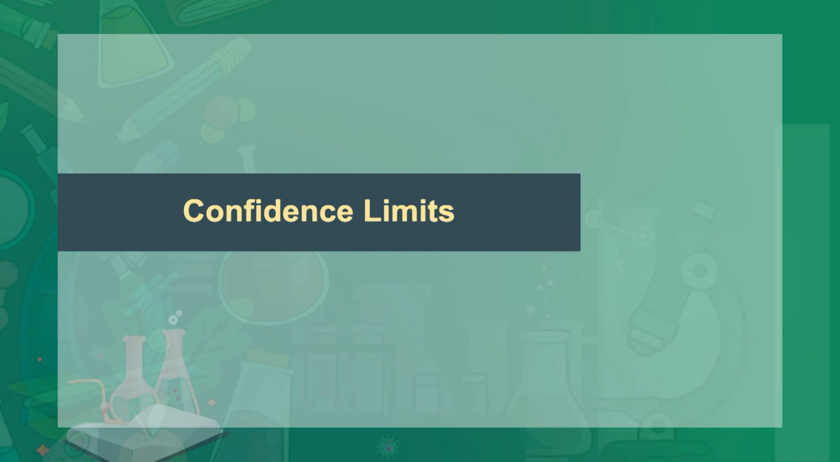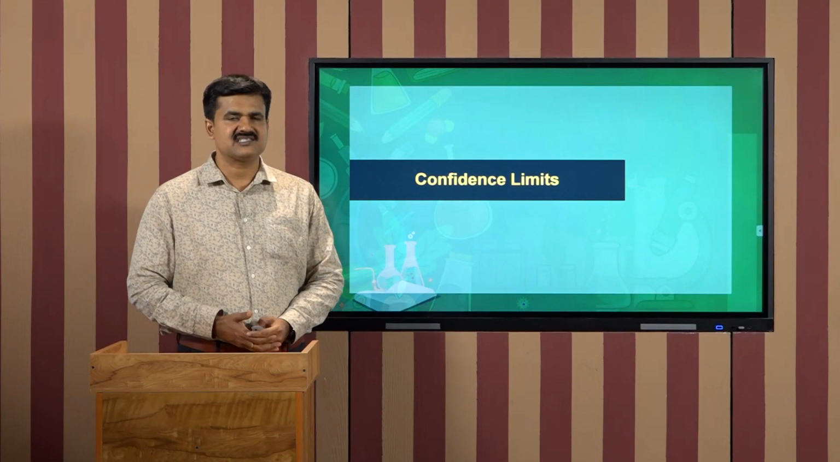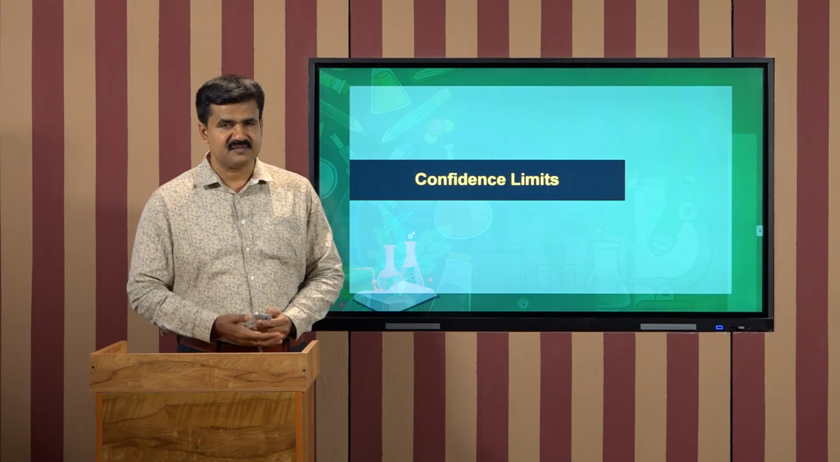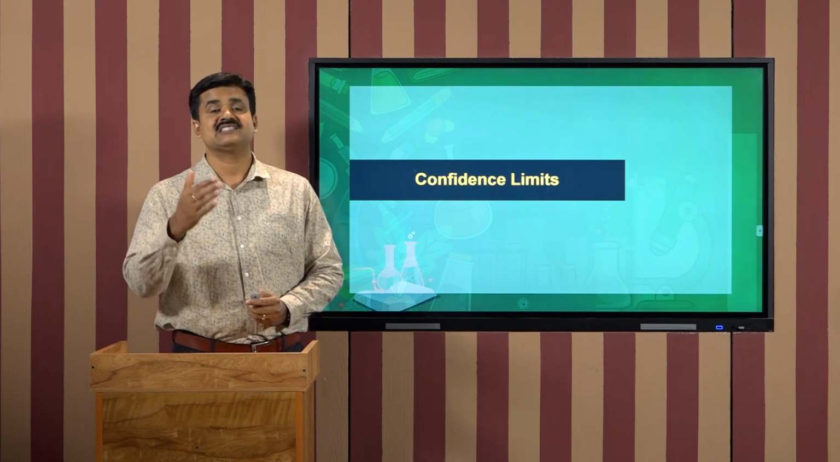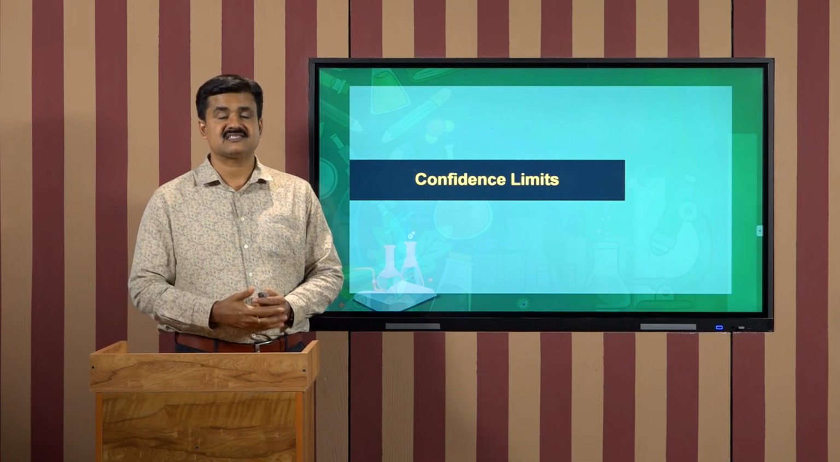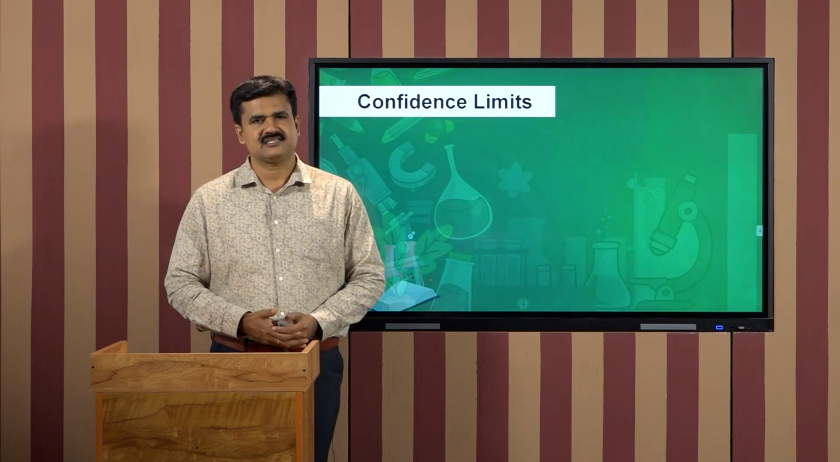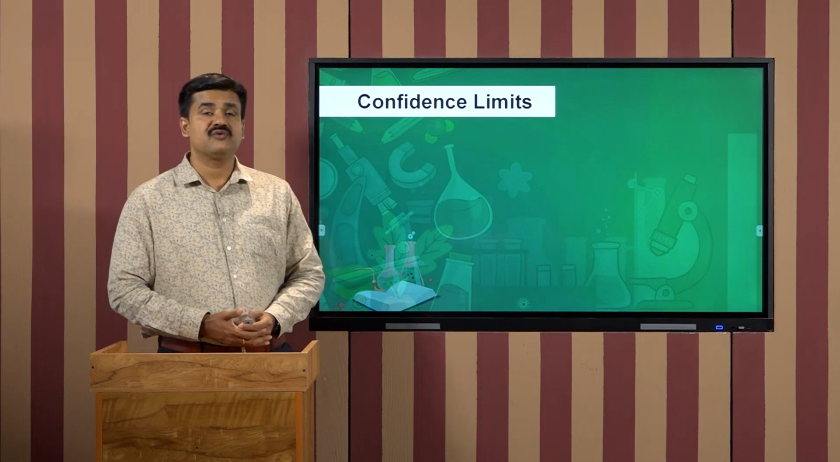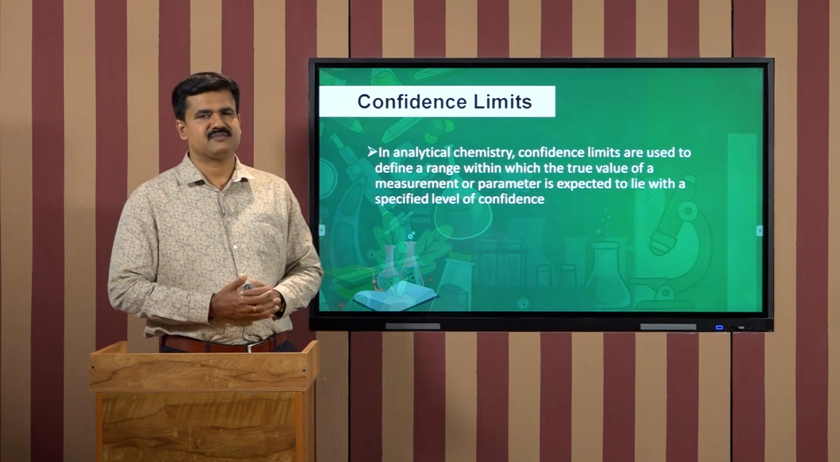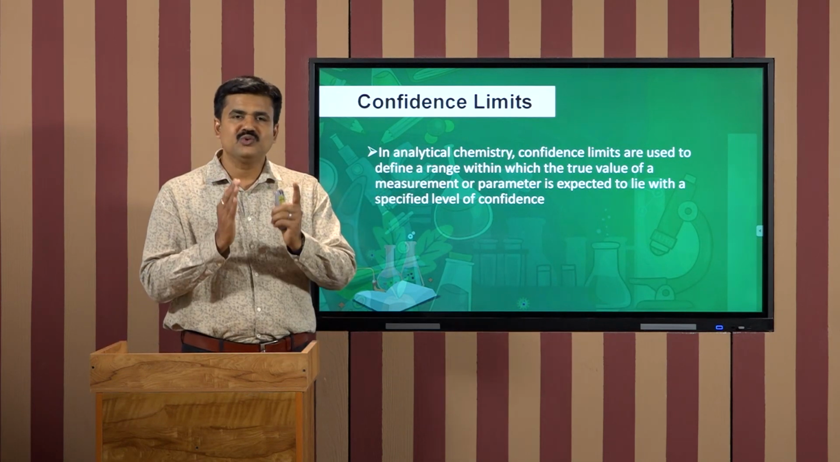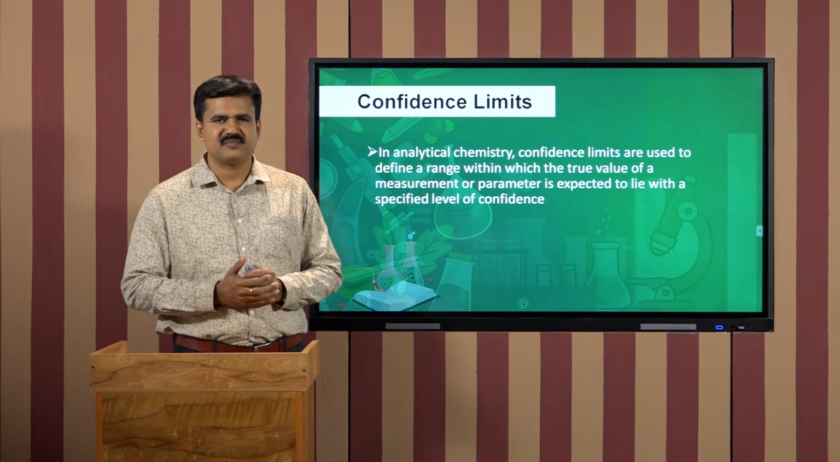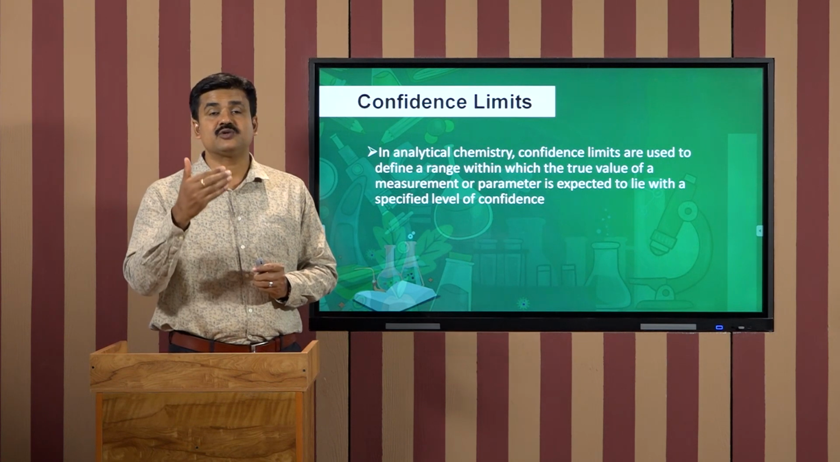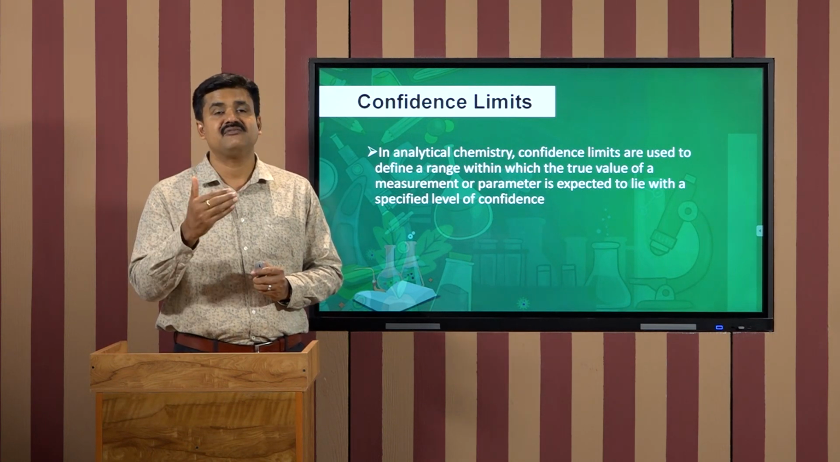Another part of this module is confidence limits, and first of all, we have to consider what we mean by the term confidence limit. There is an associated term called confidence interval. All these things are highly important as far as interpretation of the data, interpretation of the results, statistical procedures, etc. are concerned. So, first of all, we are considering confidence limit. In analytical chemistry, confidence limits are used to define a range within which the true value of a measurement or a parameter is expected to lie with a specified level of confidence.